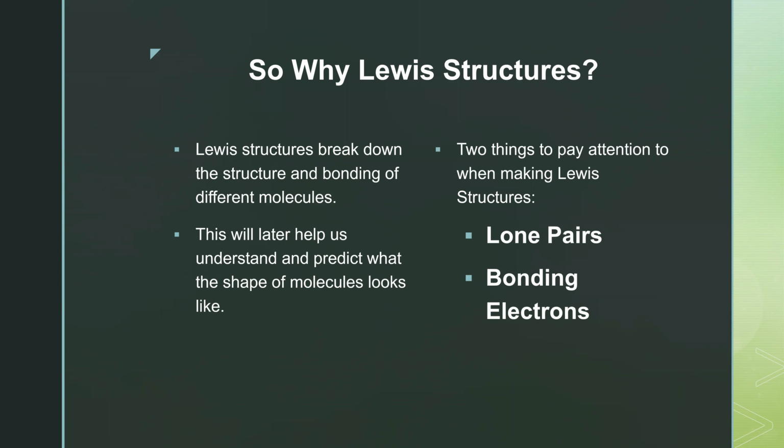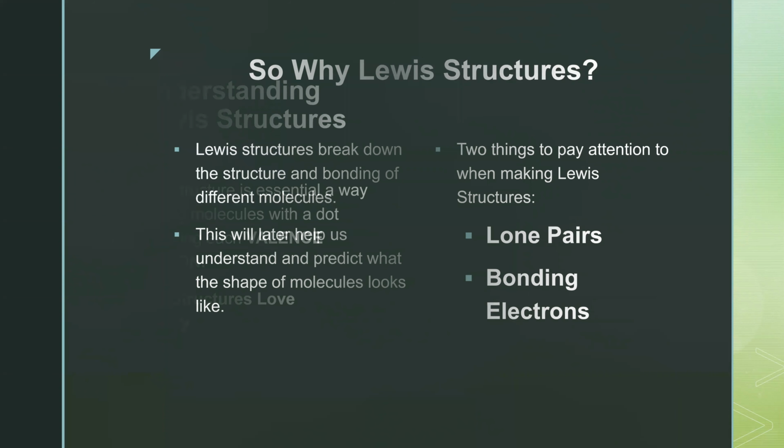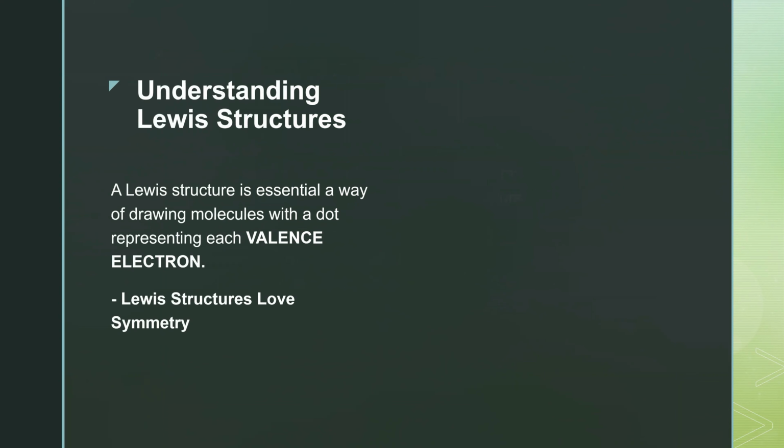There are two basic things we need to pay attention to when we're making Lewis structures, and that is the lone pairs and the bonding electrons that come with each element in the periodic table. It is very important to understand that the Lewis structure is essentially a way of drawing molecules with a dot representing each valence electron. So every time you see a dot, to start out with, it's going to mean one valence electron.